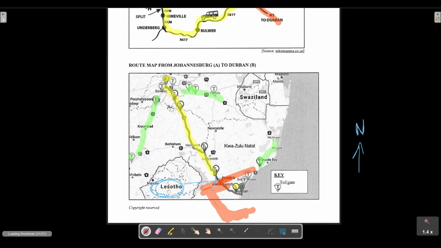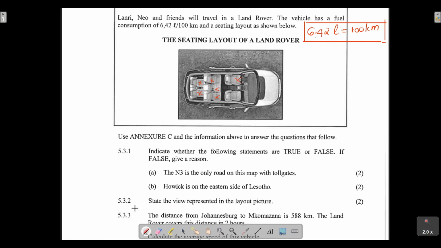Let's have a look at the next question. Question 5.3.2. State the view represented in the layout picture. So we're given a layout picture of the seating layout of the Land Rover. Okay, so what is that view?